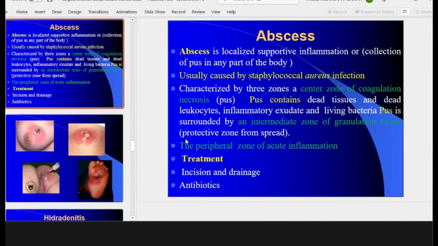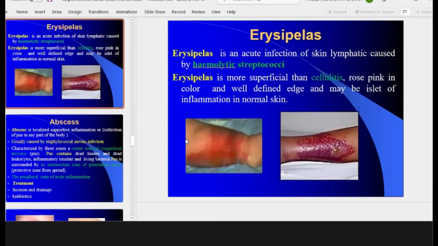Okay, what is the treatment for abscess? It is incision and drainage and antibiotics. This is also a very easy MCQ. Okay, I told you before the difference between the erysipelas and the cellulitis. So this can become an MCQ also.